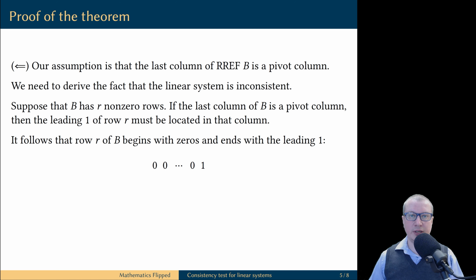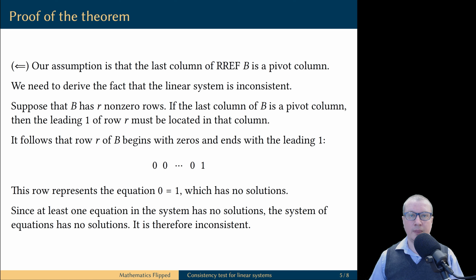Now, because the leading one of row R of B is located in the last column, the previous columns must include zeros, because a leading one is the first non-zero entry in its row. But this row corresponds to the equation 0 equals 1, which obviously has no solutions. Now, at least one equation in the linear system has no solutions, and that means the whole linear system has no solutions. Therefore, the linear system is inconsistent, and this is exactly what we are trying to prove.